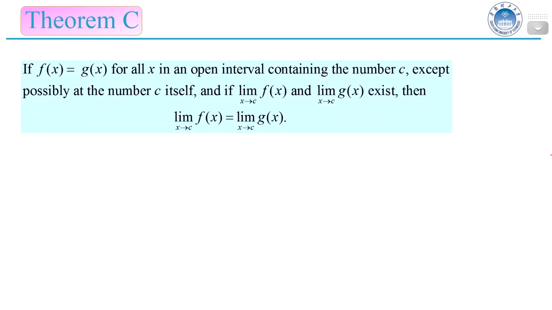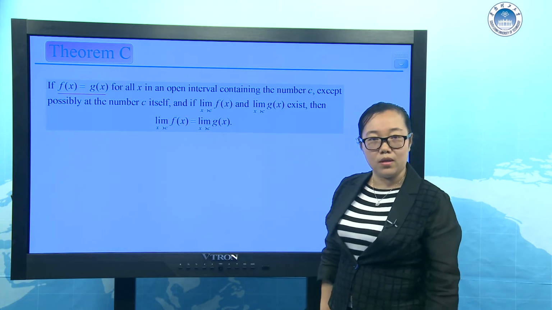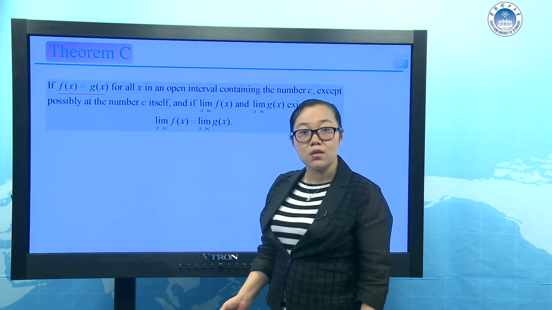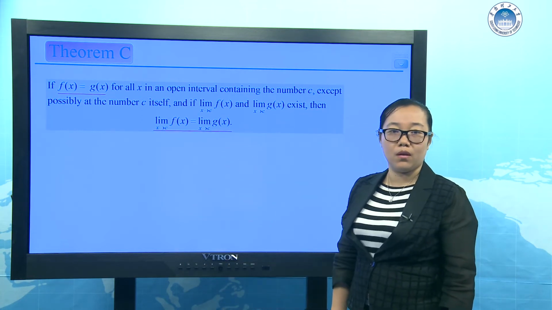Look at Theorem C. If f(x) equals g(x) for all x in an open interval containing the number c, except possibly at the number c itself, and if the limits of f(x) and g(x) exist, at this time we have this result: the limit of f(x) equals the limit of g(x). Pay attention to the given condition f(x) equals g(x). We will do the same operation, getting the limit. They are equal.